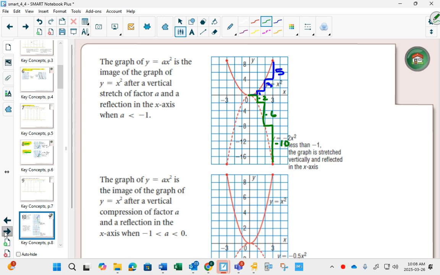So the 1, 3, 5 pattern still stays there, just the negative flips it over, and you know that it's opening down instead of opening up.